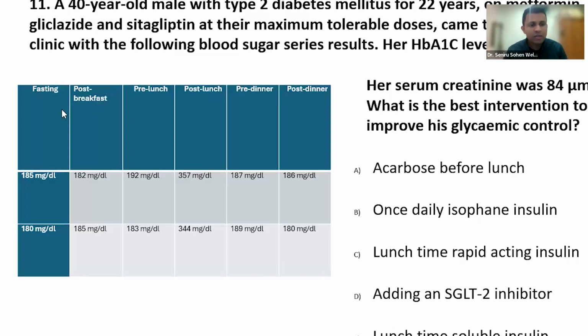So let's see what these are. Post-breakfast 182, a little high. Pre-lunch 192, high. Post-lunch 357, very high. Pre-dinner 187, again a little high.